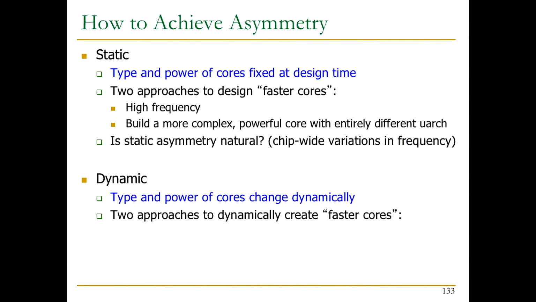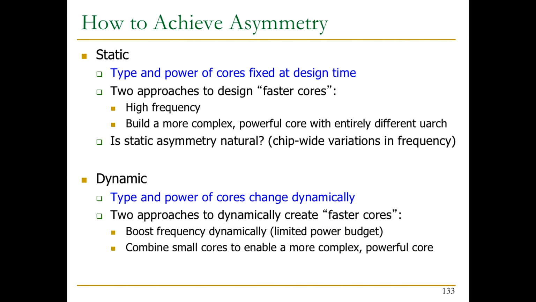There are two approaches to dynamically create faster cores. You can boost the frequency, which we have not talked about, actually. Under a limited power budget, you can actually boost frequency. Actually, existing processors do that. I think the name escapes me. Turbo Boost, right? Intel's Turbo Boost. I don't know if they renamed it recently again. They like renaming things. But Turbo Boost technology is essentially this. You can boost the frequency of one core and reduce the frequency of all of the other cores. Or you can combine small cores to enable a more powerful, complex core. Or you can reduce a bigger core into smaller cores.